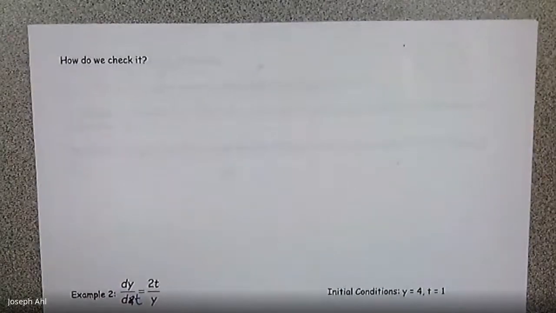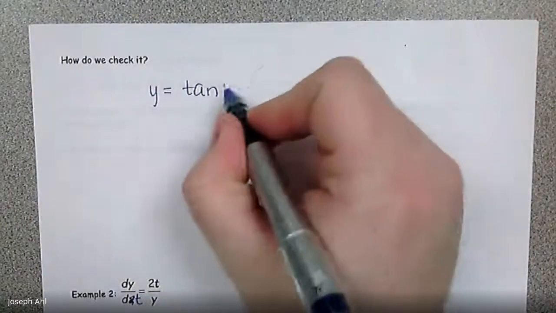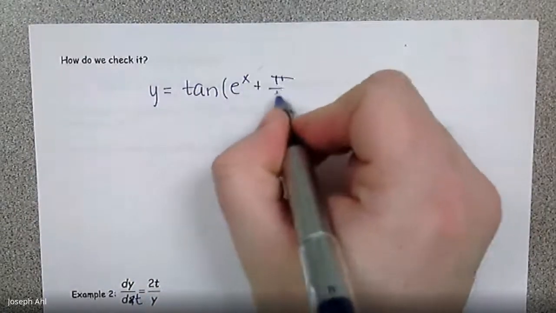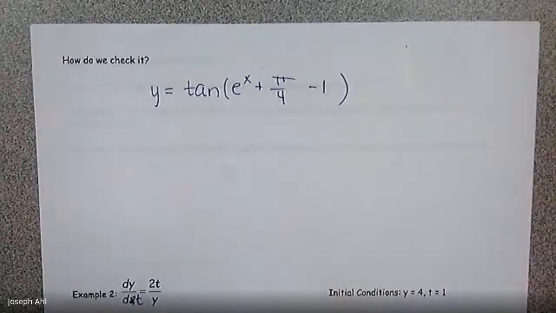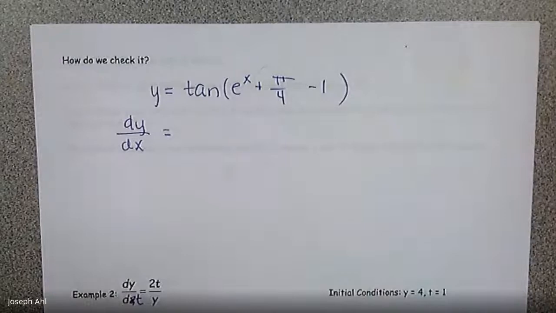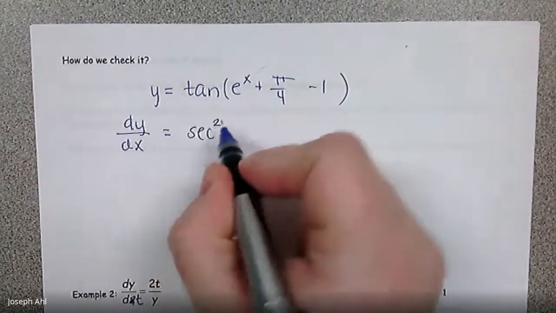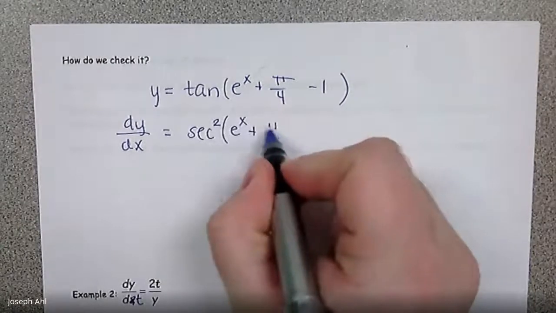So let's see what we get. If y equals tan of e to the x plus pi over 4 minus 1, let's go ahead and find the derivative here, dy dx. So dy dx would equal, well, the derivative of tan is secant squared. So it's secant squared of this quantity.